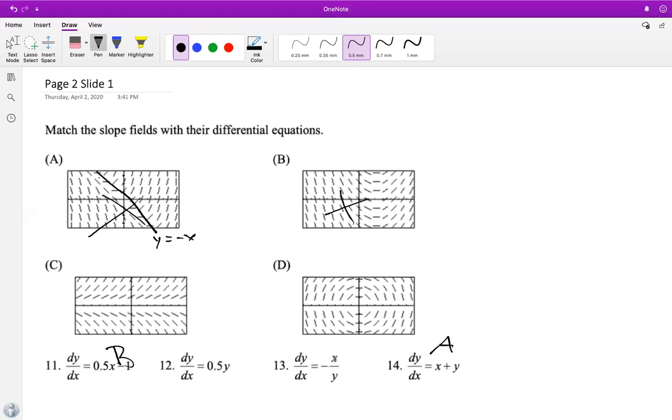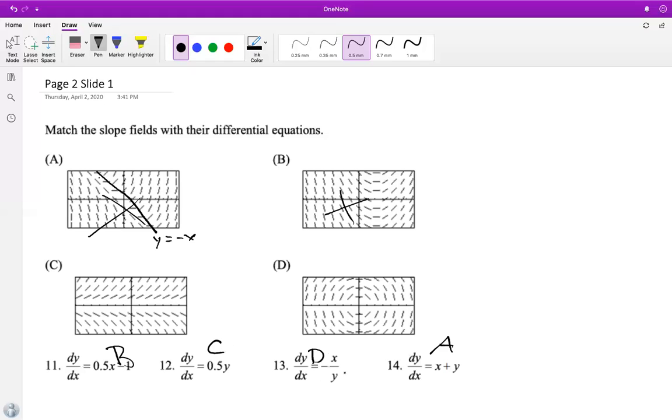dy dx equals x over y. This is 0 when x is 0. Well, then it can't be this one, because x is 0 right along the y-axis here. And these slopes are clearly not 0. So this one's got to be D. You can see there's a bunch of little segments with 0 slope right when x equals 0. That's D, and that's C.